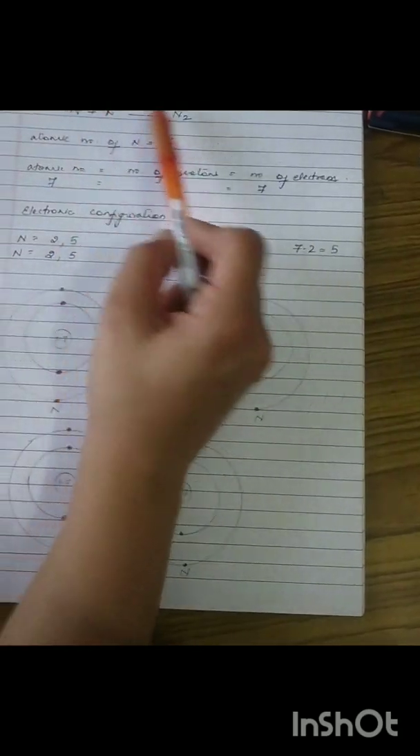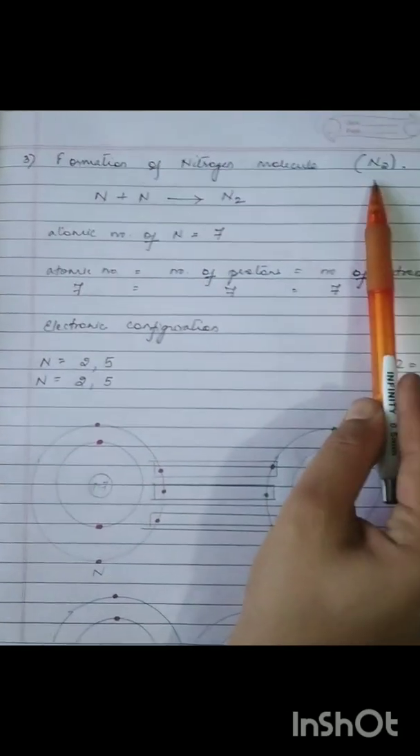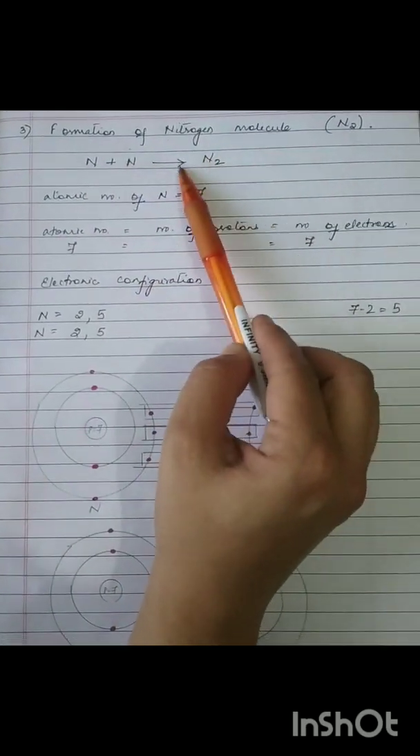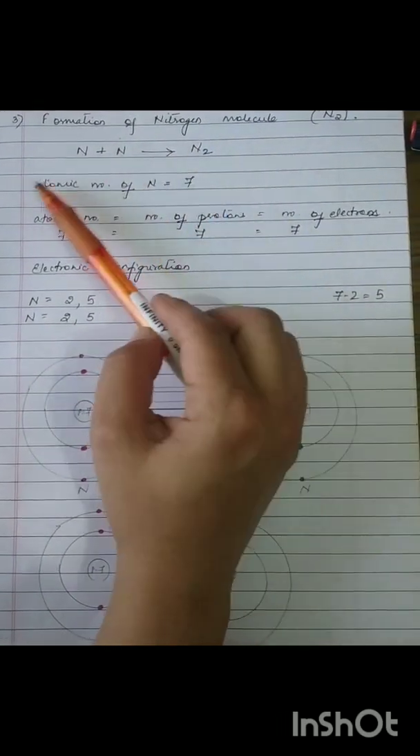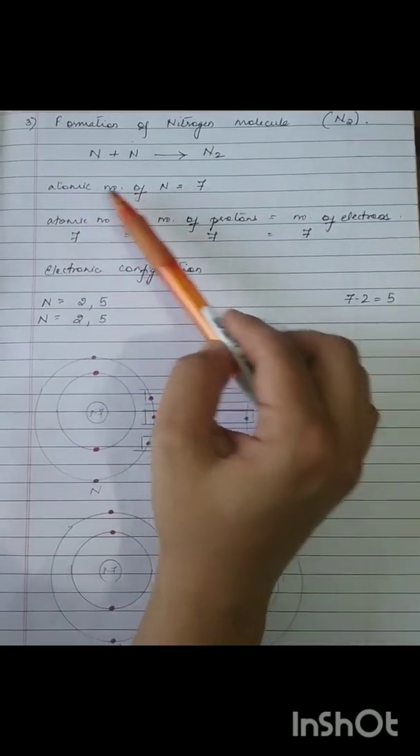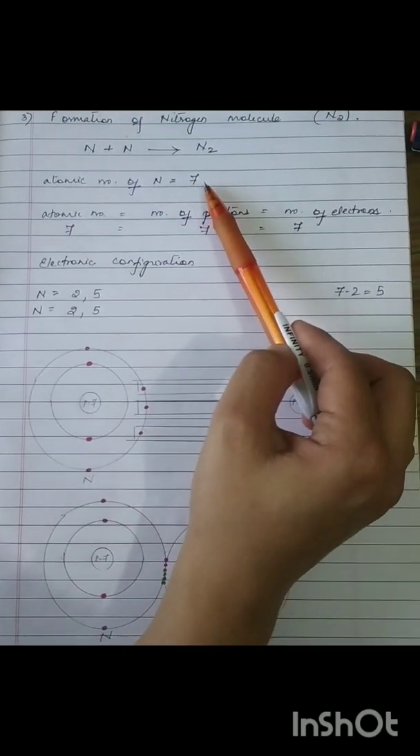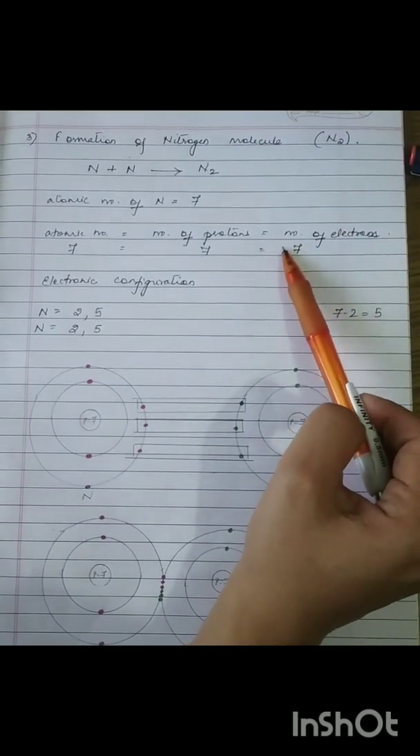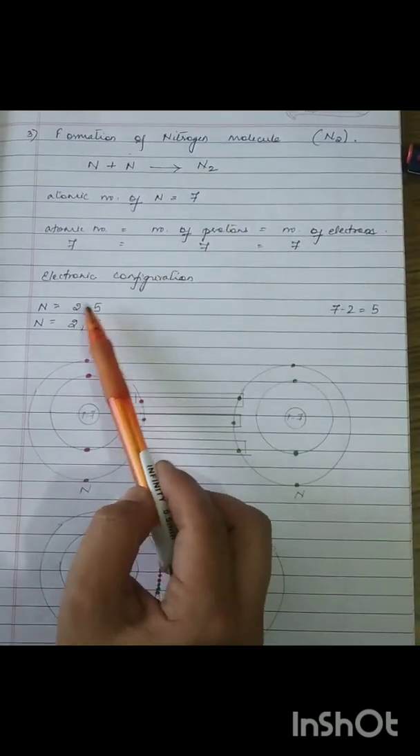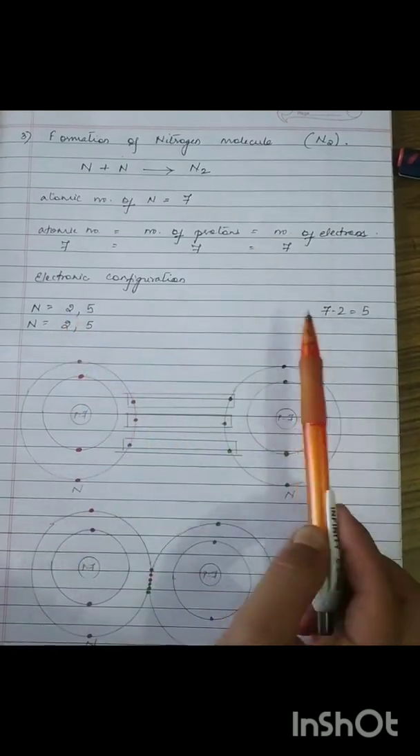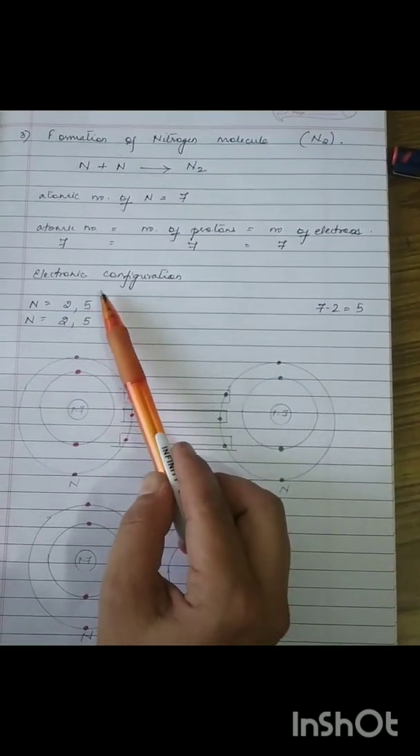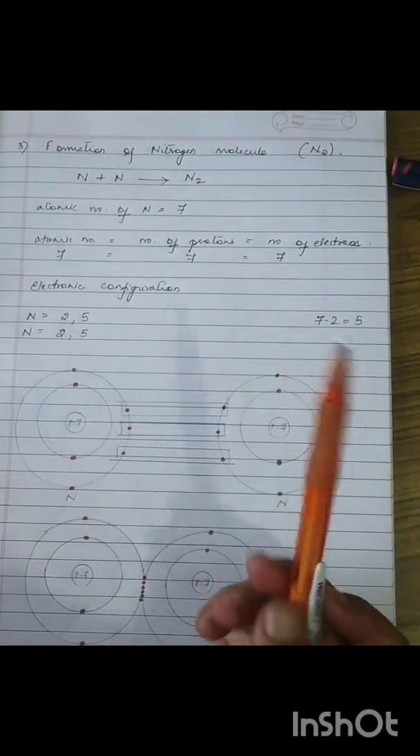Similarly, formation of nitrogen molecule, diatomic N2, that means 2 atoms of nitrogen form a molecule of nitrogen. According to the periodic table, atomic number of nitrogen is 7. So all these also become 7. So number of electrons is 7. Electronic configuration: first 2, then 7 minus 2 is 5. So the second orbit will have 5 electrons.